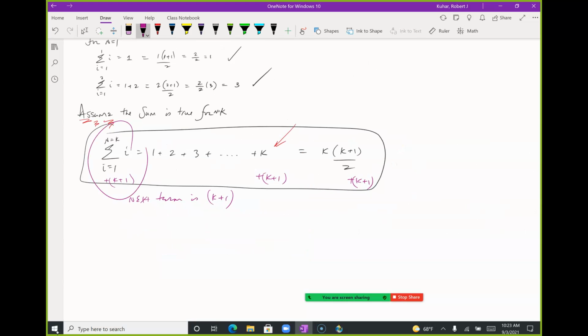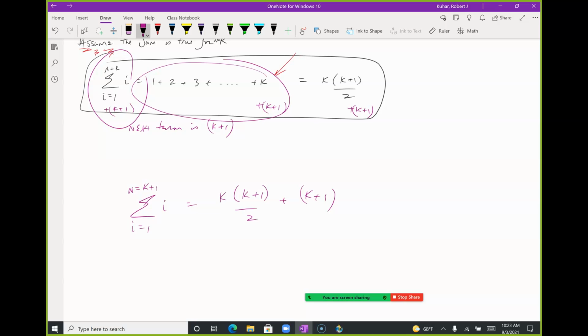When I add it here, I'm no longer summing up to k. Now I'm summing up to what? K plus 1. Yep. And here, I just have what's there, 1 plus 2 plus 3 all the way up to k, all the way up to k plus 1. But what's true over here is I have k times k plus 1 all over 2 plus a k plus 1.